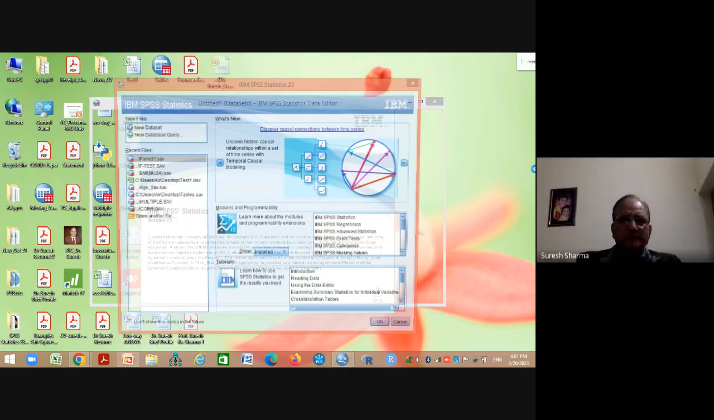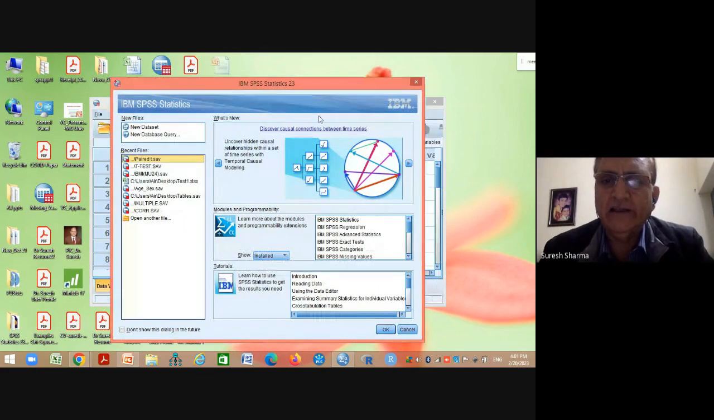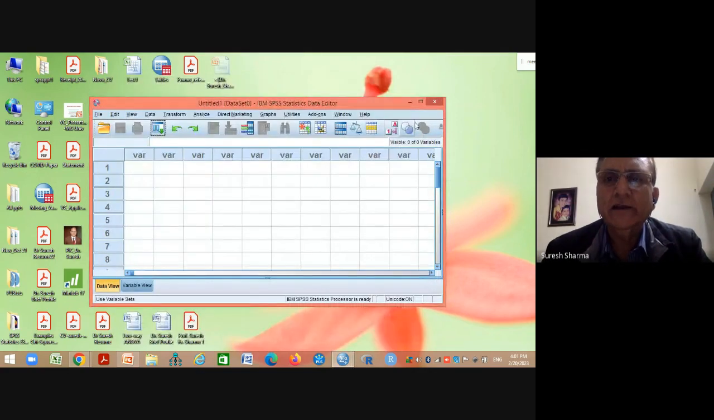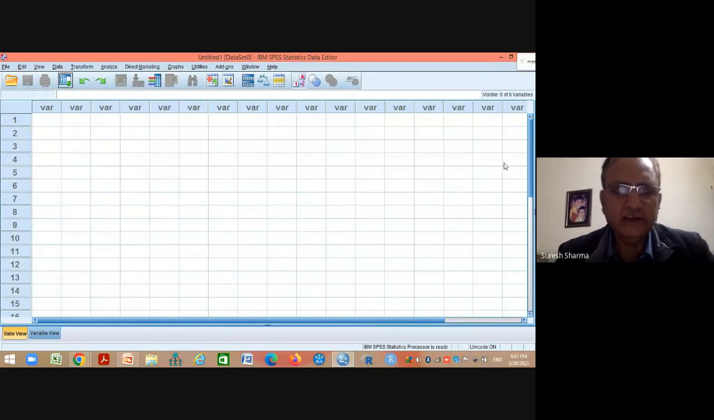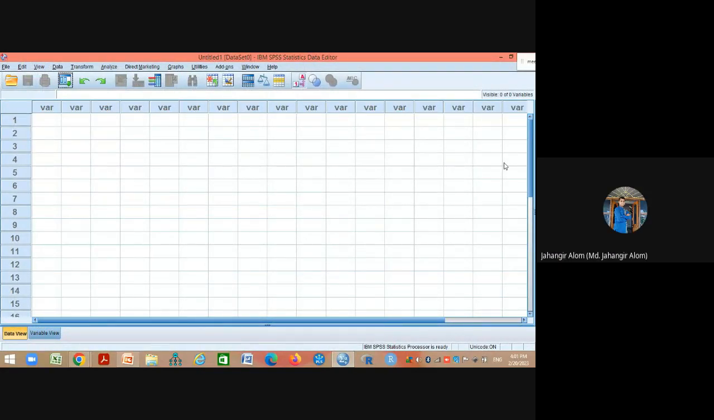This is written IBM SPSS Statistics. Press cancel here, and you will be at the screen of SPSS. Can you see the screen? Yes, sir.